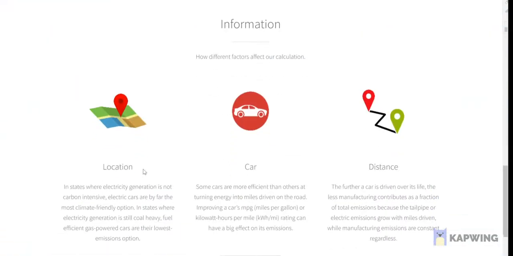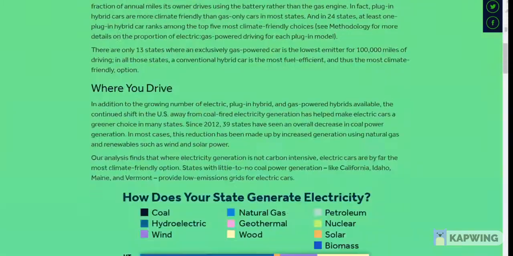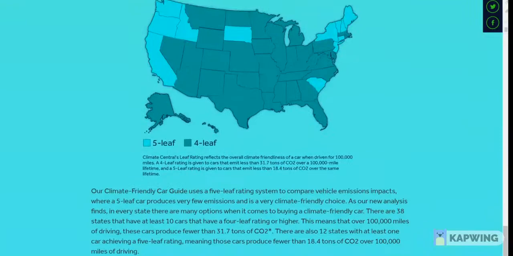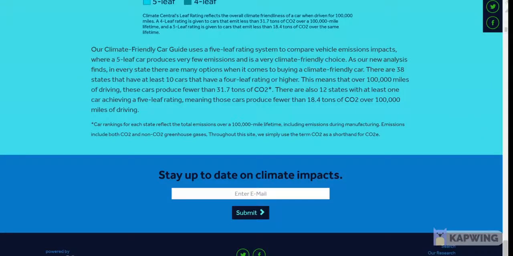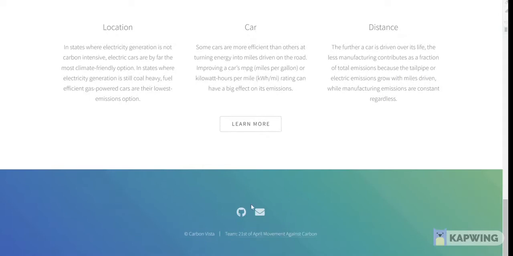When we scroll down, we have information for the user that kind of ties in the location, car, and distance, and shows how they're all variables that factor into the carbon footprint created by a car, and how this could be pretty impactful. And we also have a learn more button where the users can be led to another site that gives them more information about climate friendly cars and how cars can lead to a larger carbon footprint if not managed correctly and are overused.